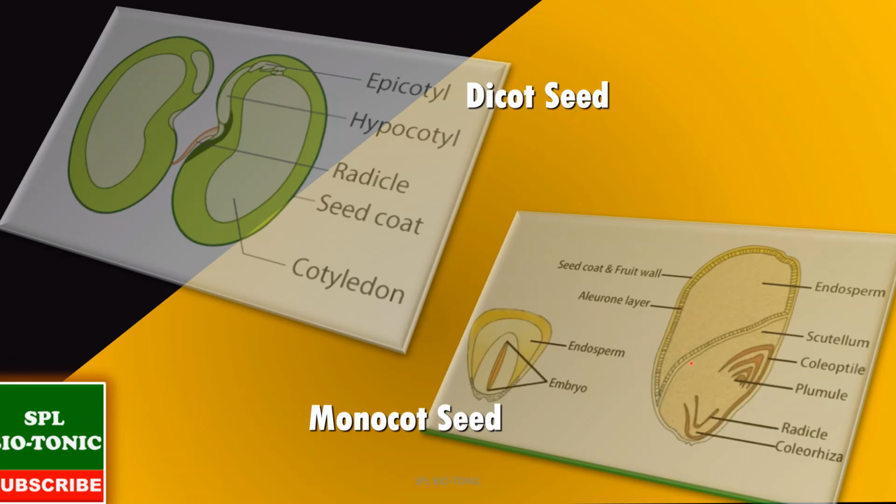In case of a monocot seed, we can see a single cotyledon, which encloses the radicle and plumule. Here we can see the radicle is covered by the coleorhiza, whereas the plumule is covered by the coleoptile. In the upper part of the seed, we can see the endosperm, which is covered by the aleurone layer, which is made up of proteins. So students, there's a basic difference between dicot seeds and monocot seeds with respect to the number of cotyledons. I hope you're clear with the steps involved in embryogenesis.